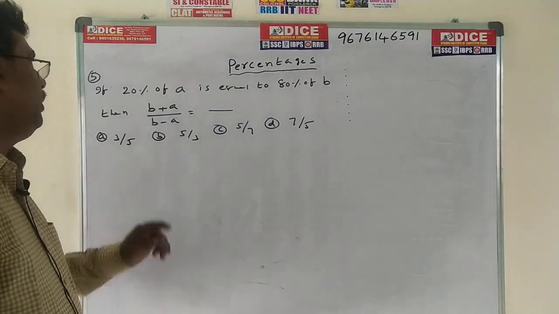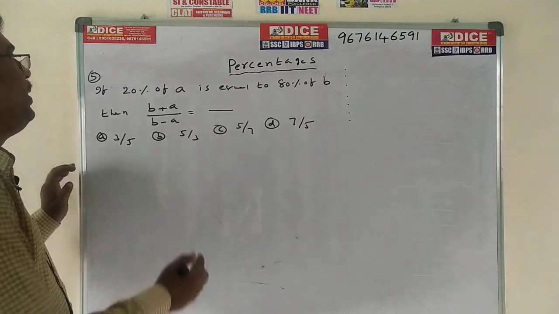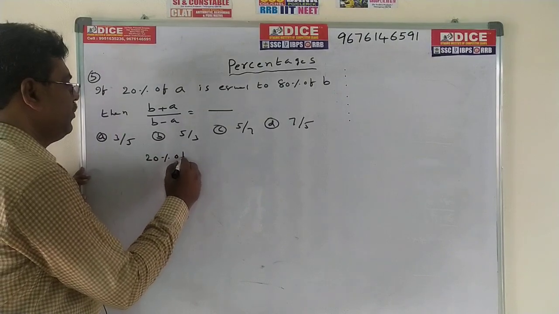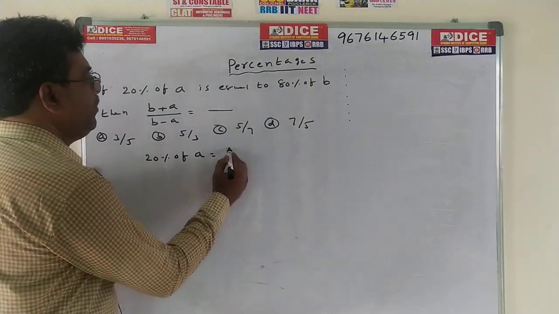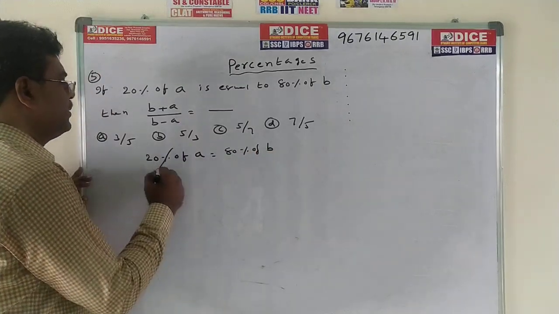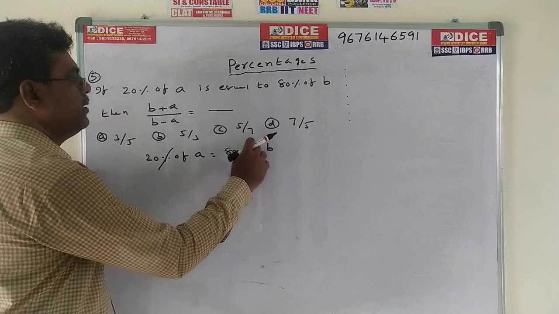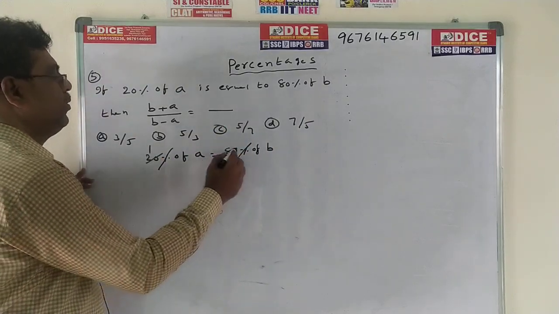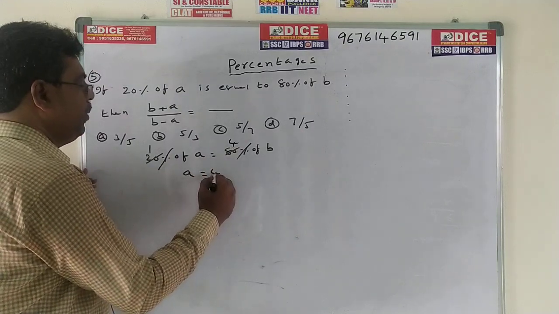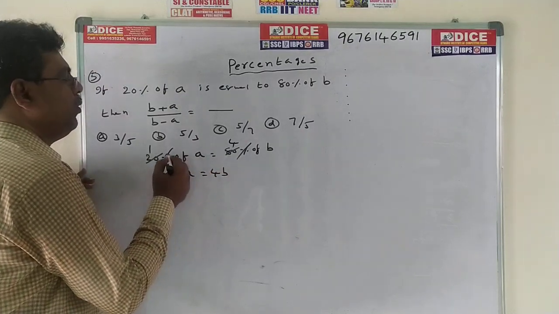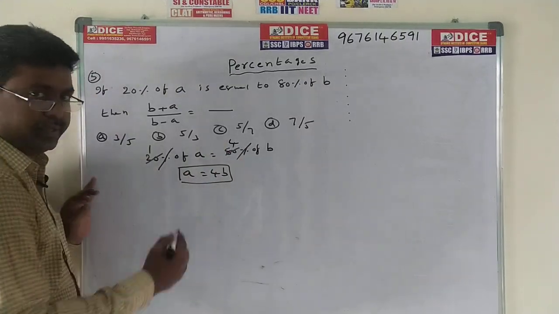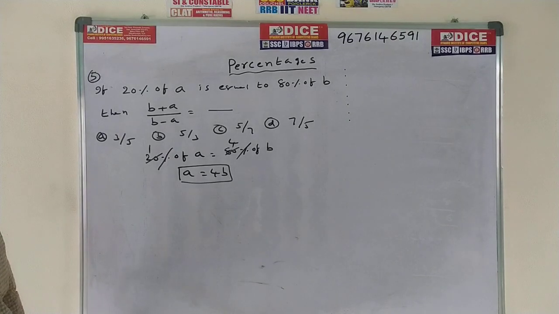Now come to the fifth problem. 20% of a is equal to 80% of b. Now here percent cancel, percent cancel, 2 ones are 2, 8 ones are 8. So here a remaining, a is equal to 4 into b, 4b. So the condition is a is equal to 4b.